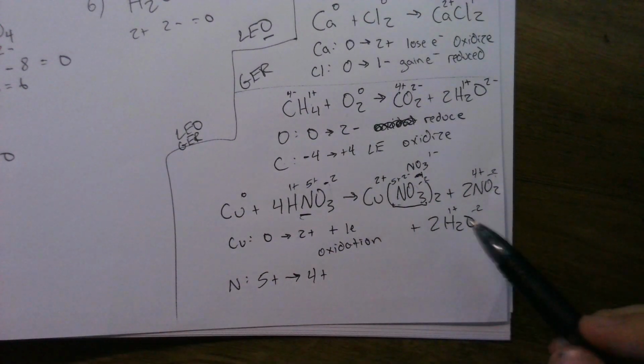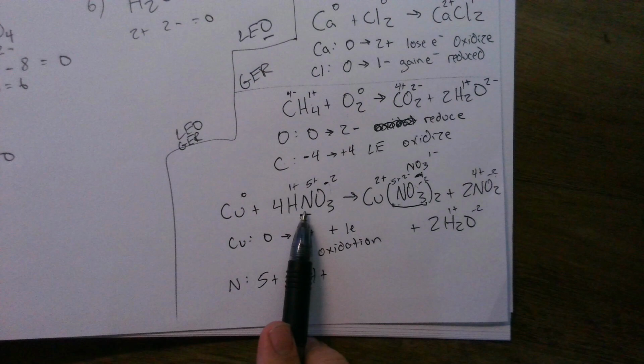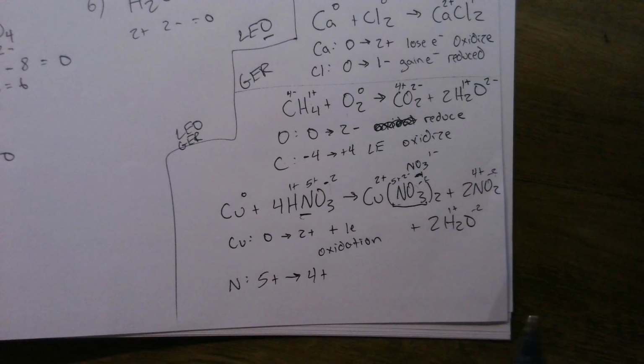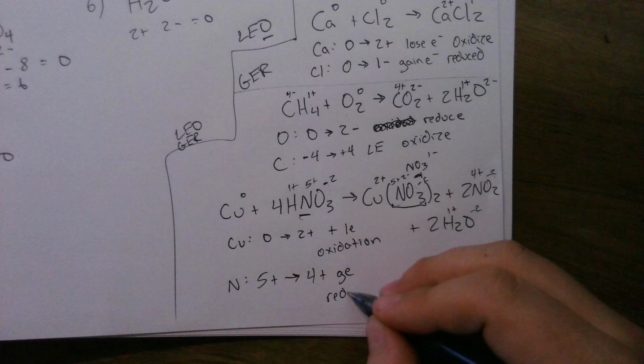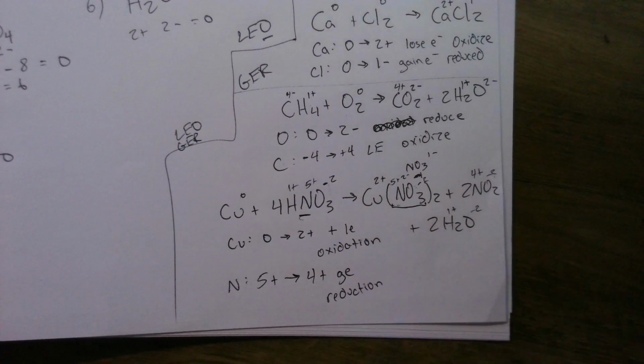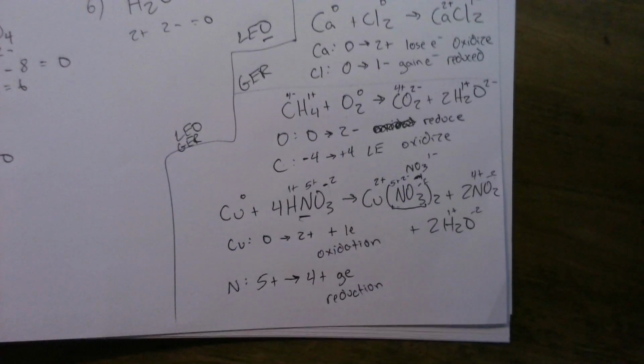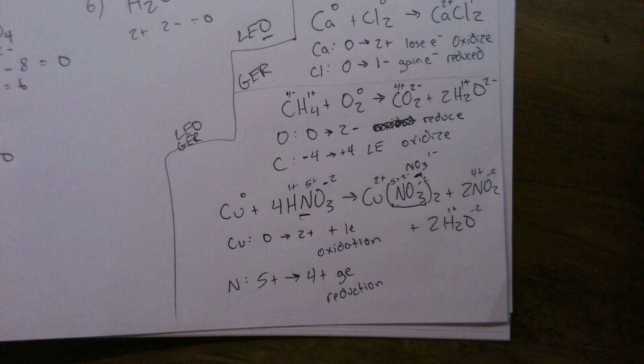So it doesn't matter if it changes everywhere. A nitrogen over here switched to a new charge on this side. It got more negative, right? It went from 5 plus to 4 plus, which is getting more negative. When you gain electrons, that's your reduction. So it's kind of like a weird little balancing puzzle that you have to do.